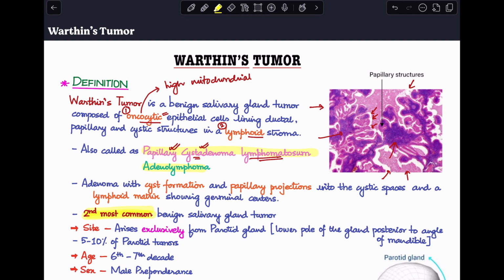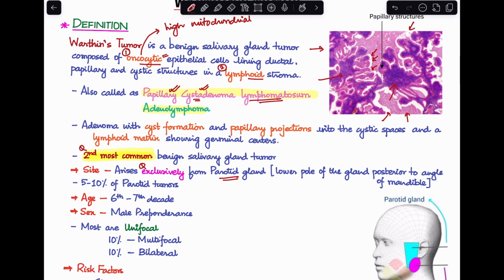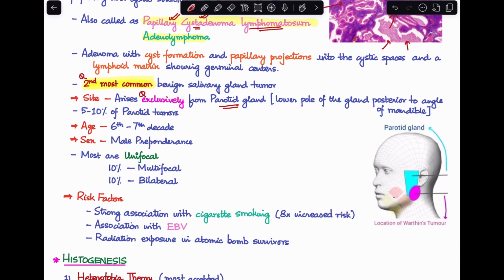Another peculiarity to remember about Warthin's tumor is that it arises exclusively from the parotid gland. This is a very common MCQ question. I'll explain the reason behind it when we are discussing the histogenesis of Warthin's tumor. So, the site of Warthin's tumor is the parotid gland, and more specifically, it is in the lower pole of the parotid gland, posterior to the angle of the mandible.